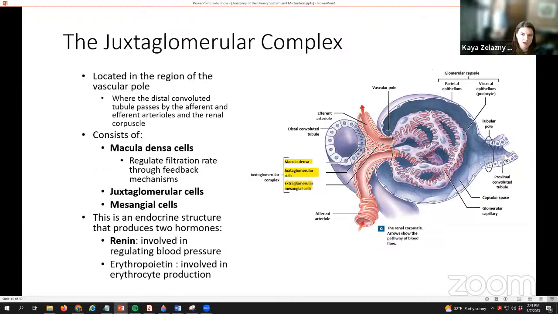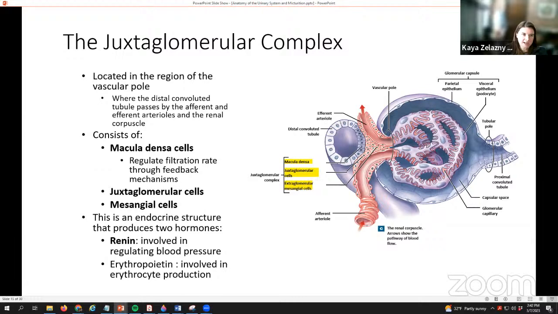This was our proximal convoluted tubule. So not drawn on here is the rest of the proximal tubule or the nephron loop, which would dip down into the medulla. What we can see is that distal convoluted tubule coming up next to these structures from the beginning. So the juxtaglomerular complex is located in the region of the vascular pole.